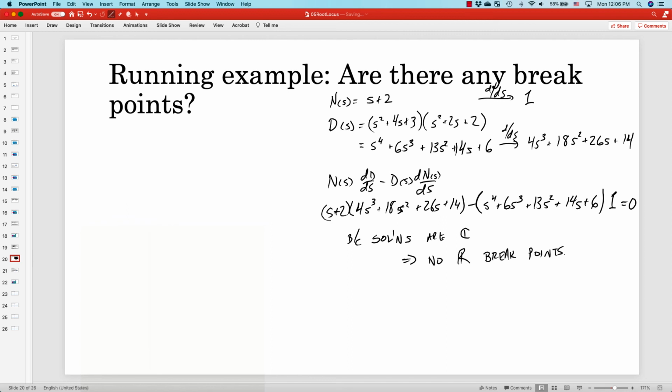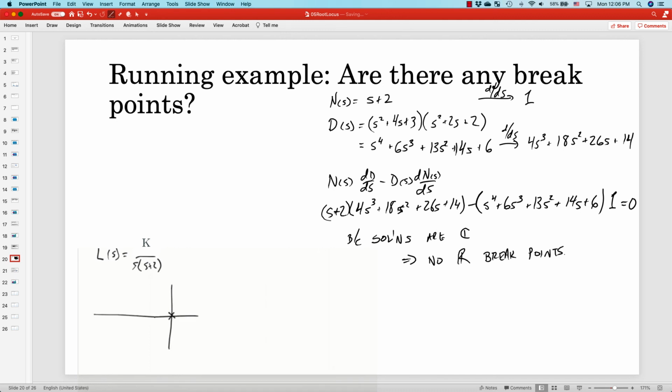Can you describe what exactly occurs at the breakpoint? Sure. So I'll zoom in on the picture that I had before. Actually, you know what? Let's just do a different example. Let's look at L(s) is, say, K over s(s+2). Yeah, so this is a super simple root locus.